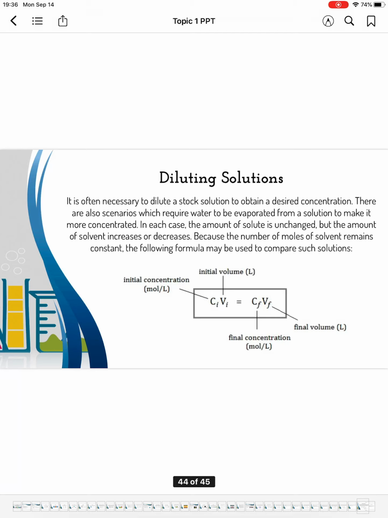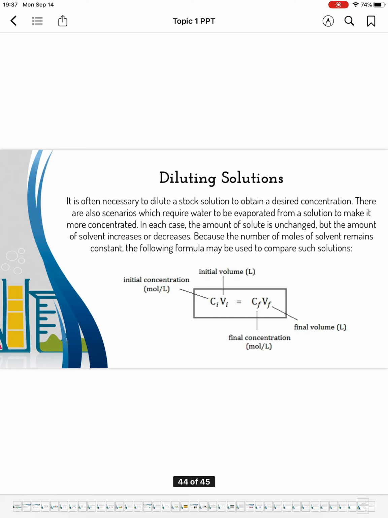All right, this is the last part of topic 1 that we need to go over, and it's on diluting solutions. It says, it is often necessary to dilute a stock solution to obtain a desired concentration. There are also scenarios which require water to be evaporated from a solution to make it more concentrated. In each case, the amount of solute is unchanged, but the amount of solvent increases or decreases. Because the number of moles of solute remains constant, the following formula may be used to compare such solutions.